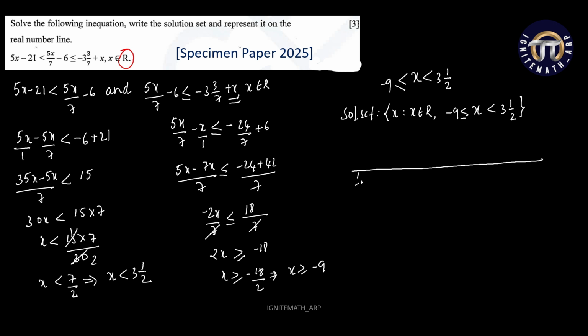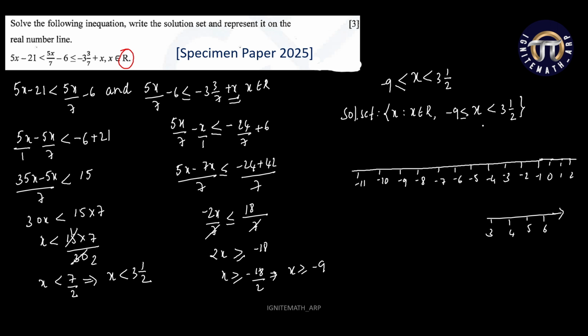So minus 11 I will start with, then minus 10, minus 9, minus 8, minus 7, minus 6, minus 5, minus 4, minus 3, okay, minus 2, then minus 1, 0, 1, okay, 2, 3, 4, 5, and 6.